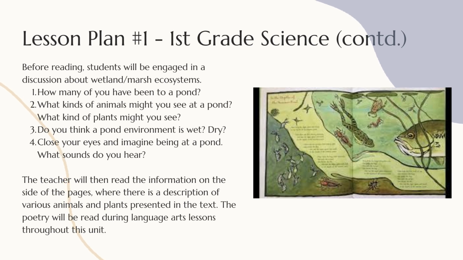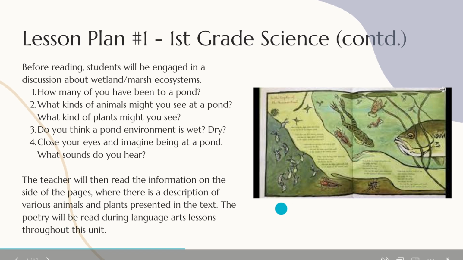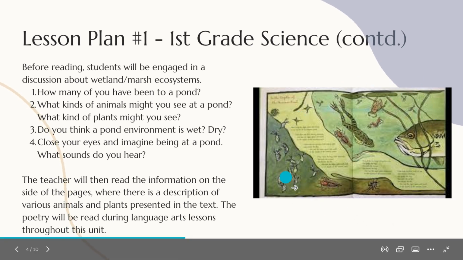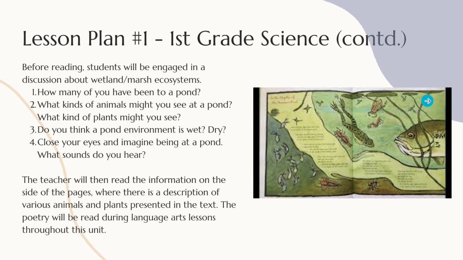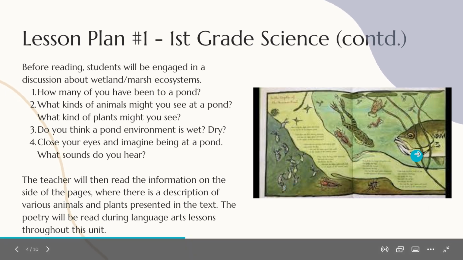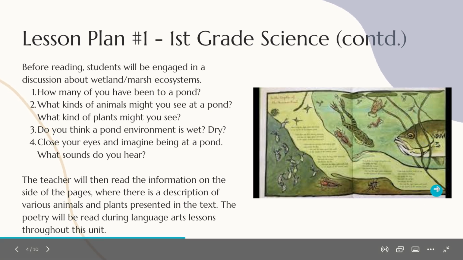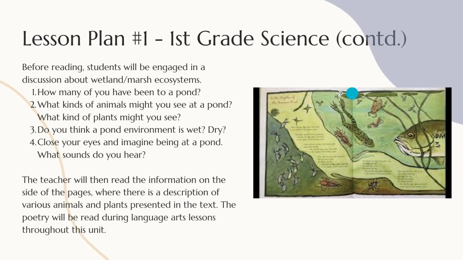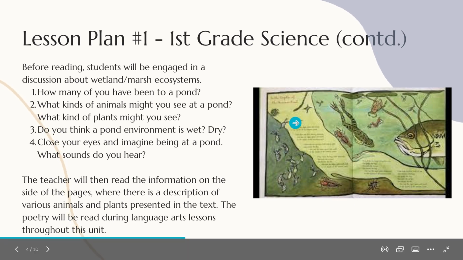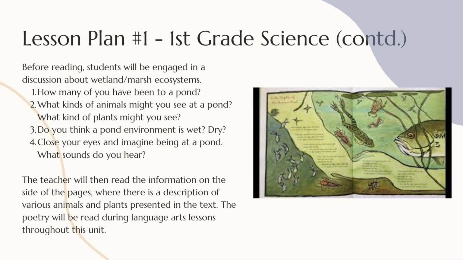The teacher will then read the information on the sides of the pages where there is a description of various animals and plants presented in the text. The poetry will be read during language arts lessons throughout this unit. So my vision for the usage of this book in a classroom is that, it's not on this page, but on most pages there's a sidebar that says, okay, like in this poem we talk about the bullfrog, so here's some facts about the bullfrog. So only this sidebar will be discussed during the science unit, but then the poem itself will be read during the language arts unit. And I'll get into that in my language arts lesson plan.